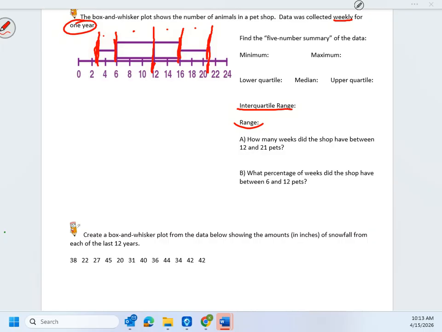Okay, so we know there's 1 year, and it says weekly. How many weeks are in 1 year? Joy? Fernanda? Is it 52 or 56? 52. 52 weeks in a year.